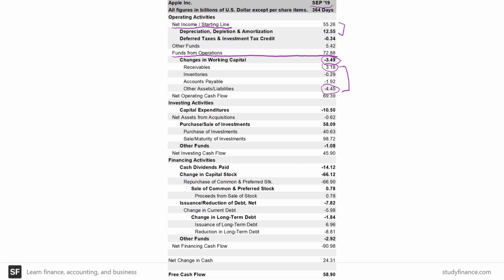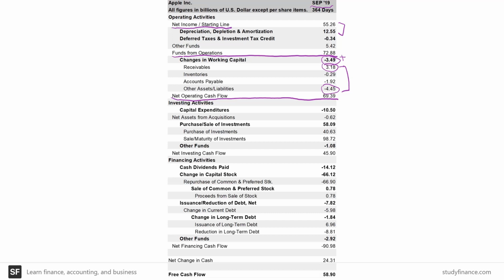So funds from operations plus changes in working capital gets us to our net operating cash flow. And that number here is 69.39 billion.